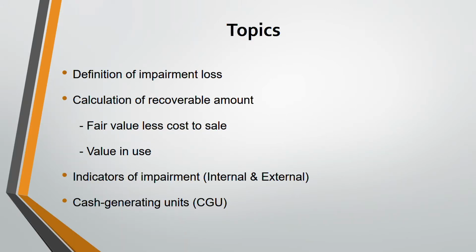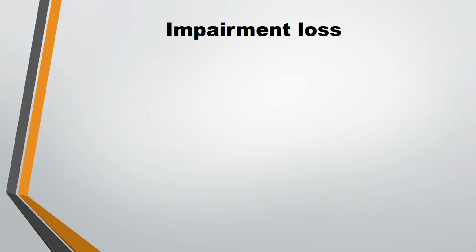So the topics that we are going to cover: the definition of impairment loss, calculation of recoverable amount. How do you calculate the recoverable amount? Okay, there are two methods and you have to take the higher of the two. One is fair value less cost to sell, the other one is value in use, the higher of these two. Okay, indicators of impairment, there are two types of indicator, one is internal, one external, and finally the cash generating unit. So let's start with the impairment loss.